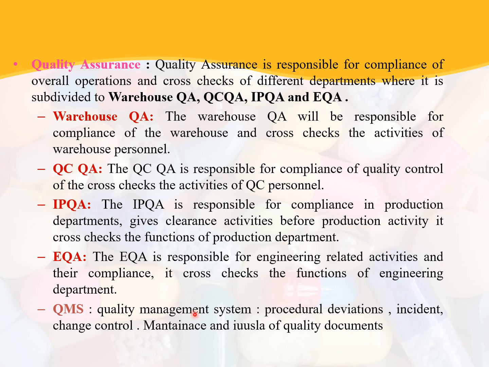It will be responsible for the procedural deviations, incidents, change control and maintenance and issuance of quality documents. The primary function of QMS is maintenance and issuance of quality documents and it will cross-check the procedural deviations, change control and any incidents that have deviated from the standard operating procedure.